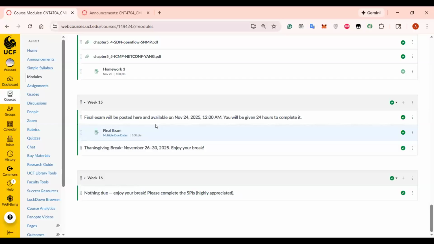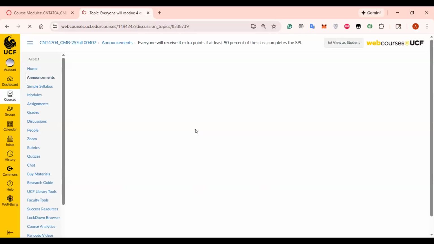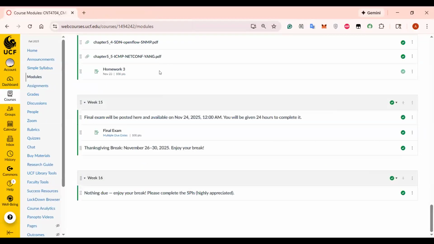There's one thing I want to emphasize, and I might have bugged the students over and over about this, but to complete the SPIs would be highly appreciated and very recommended for the students to do. And there's extra credit that I have announced in the announcements regarding the SPIs. To complete it is very straightforward. I think you log into UCF, it should already prompt you to do your SPIs for all your courses, not just mine. Okay, so that is that.